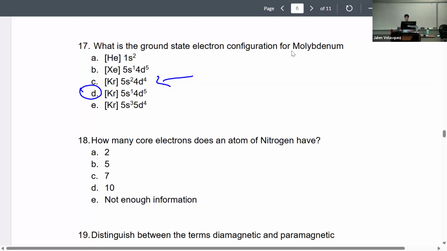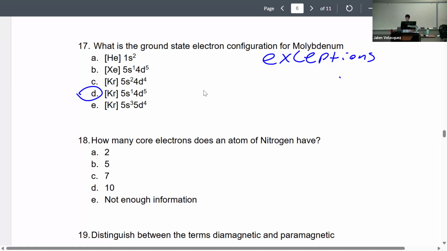But because molybdenum is an exception, one of the 5 exceptions, it's going to lose 1 electron from the S, and that electron will migrate to the D. This is all due to thermodynamic stability. Some elements like to have a half-filled D subshell, and some want to have a fully filled D subshell. So who remembers what these 5 exceptions were?